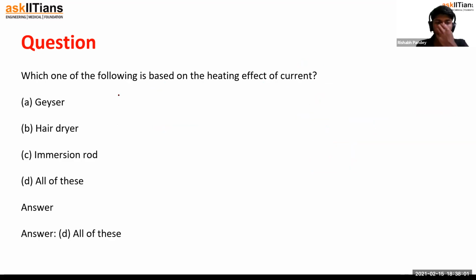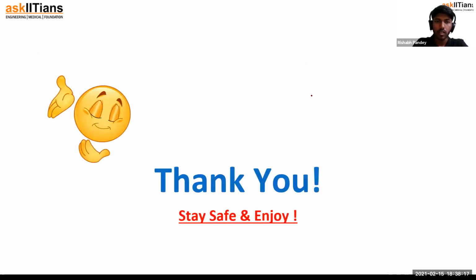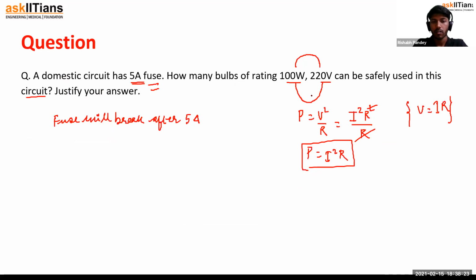Right? If I move forward, heating effect of current: geyser, hair dryer, immersion rod, all of these. Obviously, we have seen all these diagrams before as well, right? So obviously, all of these is the correct answer. A domestic circuit has a 5 ampere fuse. How many bulbs of rating? This is a kind of repetition, so you need not pay attention to this. These were the questions based on it.